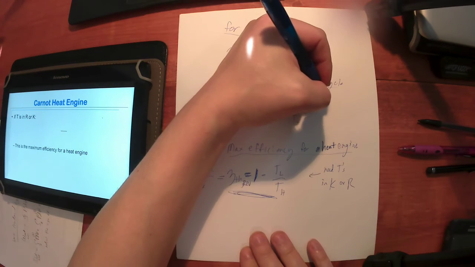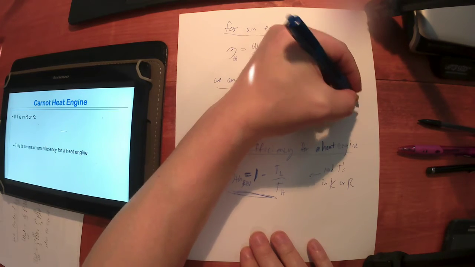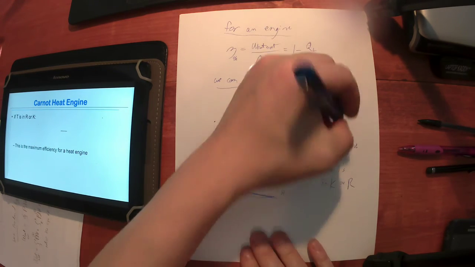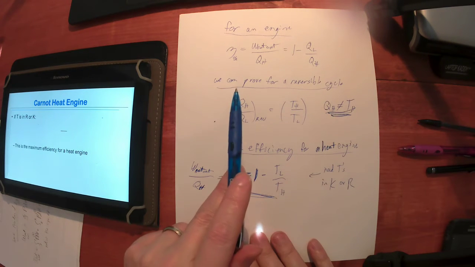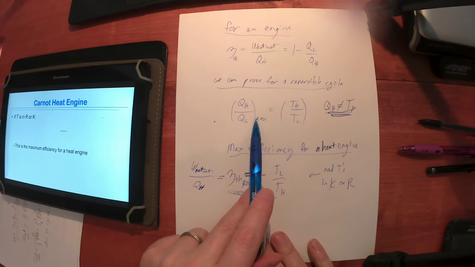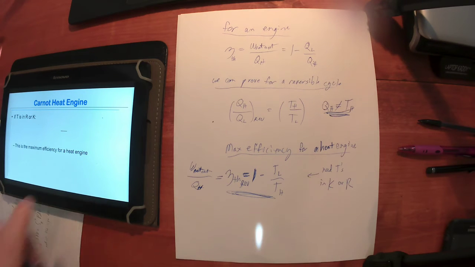One more thing to mention up here. I am not saying under any circumstances that QH is equal to TH. That's not what I'm saying. You'll lose a lot of points on the exam if you try to do that. I'm saying the ratio. If it's reversible, the ratio is equal to this ratio, if you put your temperatures in Kelvins or Rankines. All right.